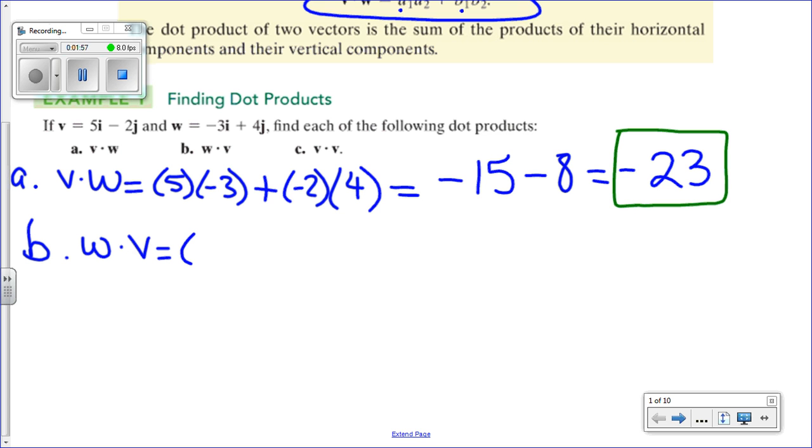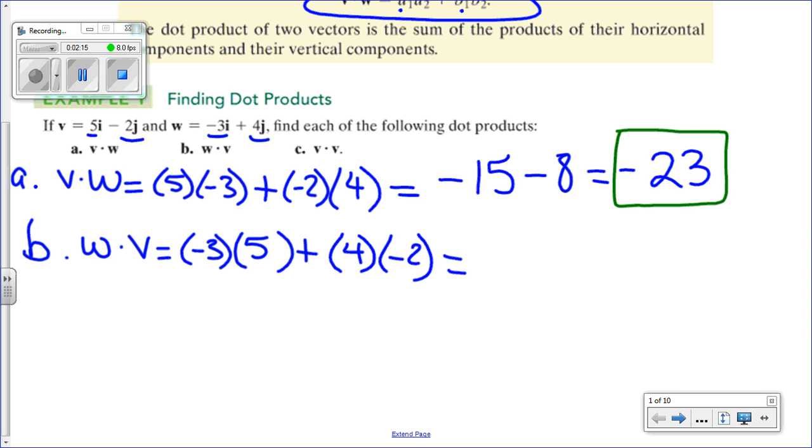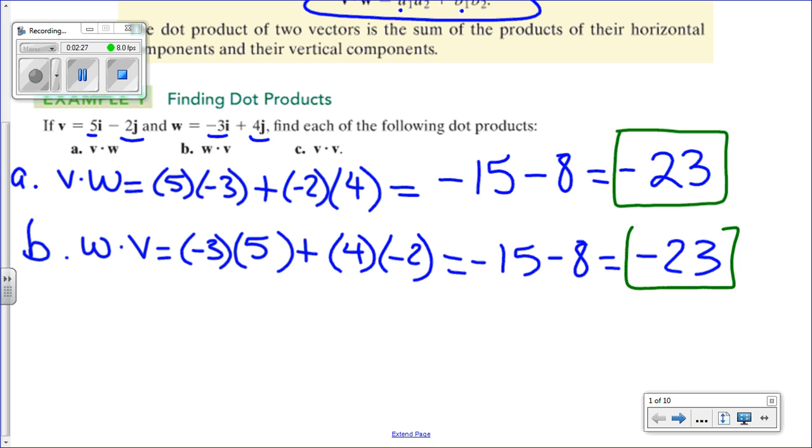horizontal component of W, which is -3, and multiply it by the horizontal component of V, and that would be +5. And then we add the vertical component of W, which is +4, times the vertical component of V, which is -2. And so here we can see that -3 times 5 is -15, and 4 times -2 is -8. So what we get is also -23. And you guys can see that we do get the same number.